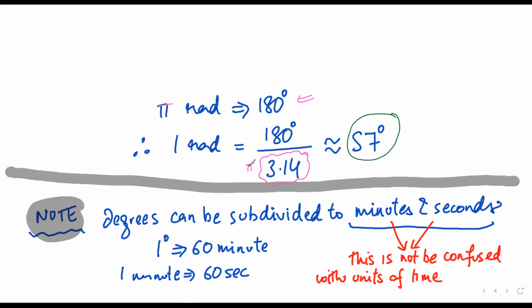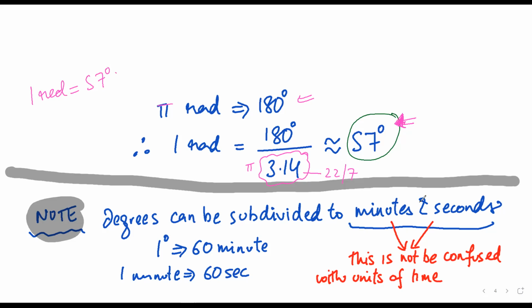Have you understood what I've done? And once you divide 180 degree by 3.14, you can take this 3.14 or 22 by 7, whatever you want, the approximate value would be 57 degrees. So our conversion that we should remember is that 1 radian is equal to 57 degrees. Any doubt in that?